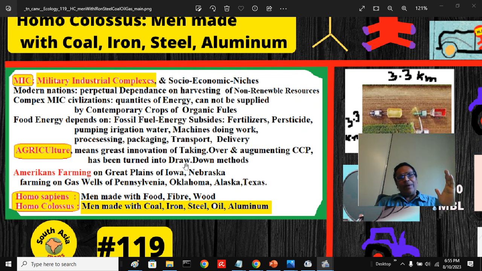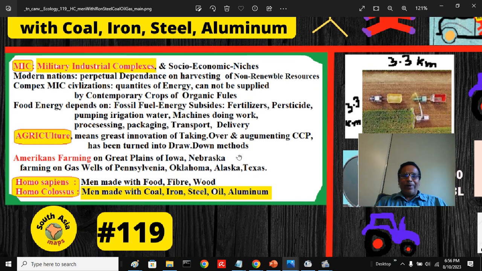Now that is dependent on drawing down the fossil fuels, the coal, iron, natural gas resources, and so on. So this is one of the great drawbacks. Now the Americans' prairie croplands, the farmlands in America called the Great Plains, grow a lot of wheat and corn in Iowa, Nebraska, Kansas, Minnesota and Wisconsin and so on. Americans are not only farming the Great Plains of Iowa and Nebraska, they are also farming the gas wells of Pennsylvania, Oklahoma, Alaska, Texas, and of course the oil coming from the Middle Eastern regions. This is a very, very important point we should keep in mind.